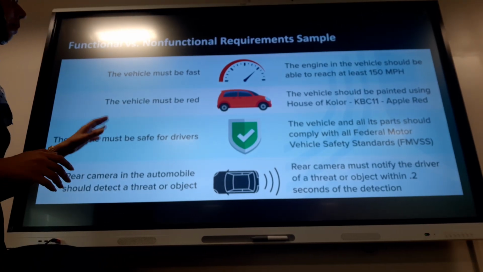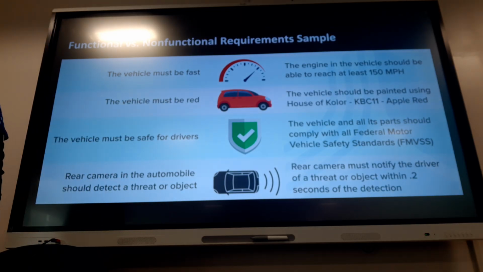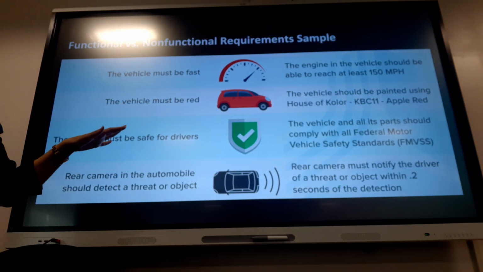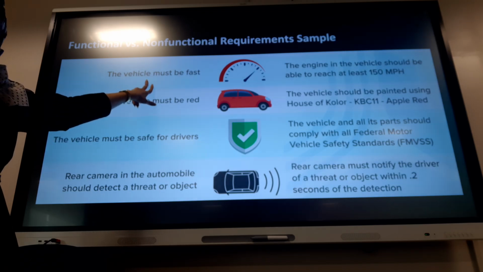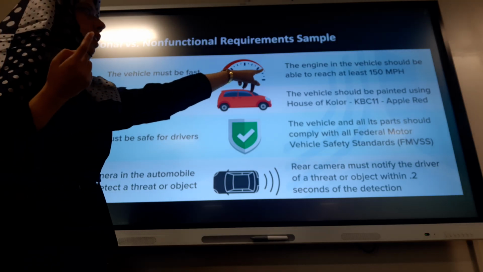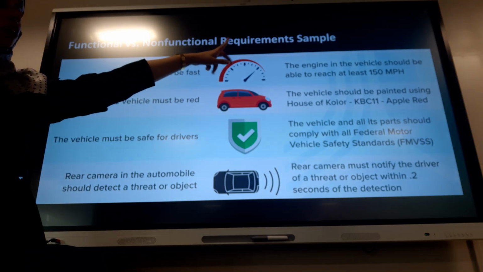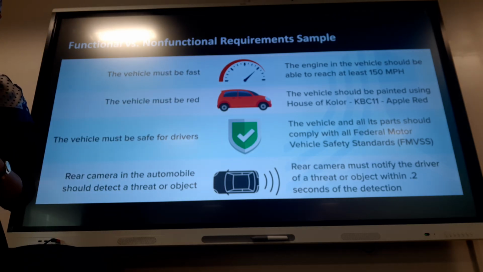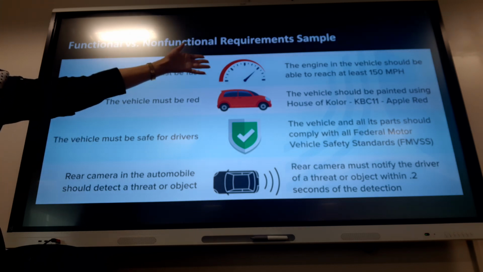So here we have simply two things, left and right. We're talking about almost the same measures, but we have the vehicle has to be fast. As we said, it's missing the details of how fast, right? So if I said the engine in the vehicle should be able to reach at least 150 miles per hour, this is now a good requirement, right?